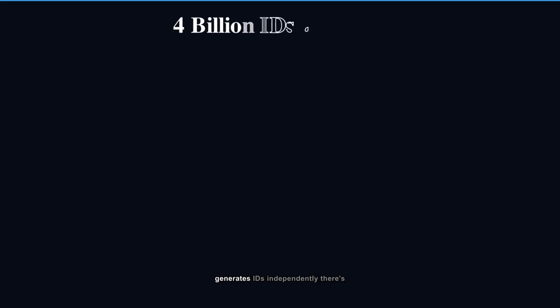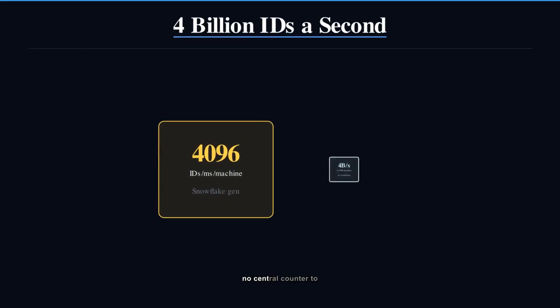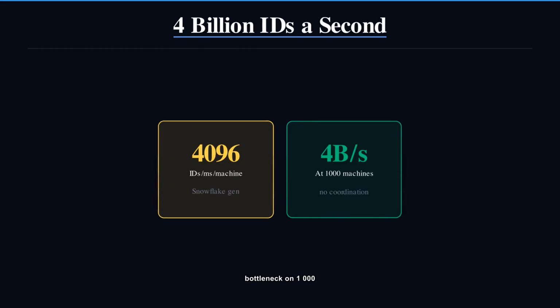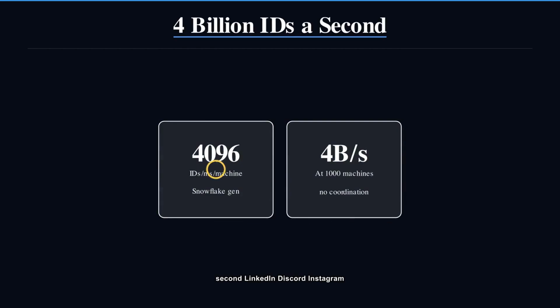Because each machine generates IDs independently, there's no central counter to bottleneck on. 1,000 machines mint 4 billion unique tweet IDs every second. LinkedIn, Discord, Instagram, and Uber all copied this exact pattern. It's now the industry standard for distributed IDs.